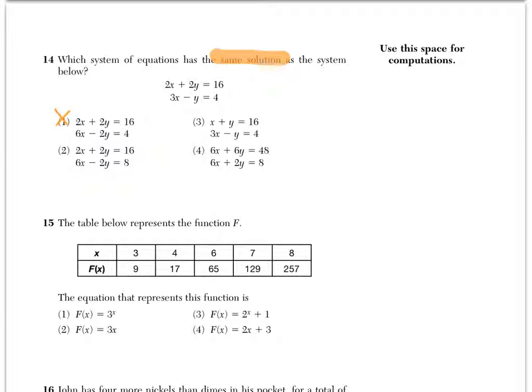Let's look at answer choice 3. We now have x plus y is equal to 16. So it looks like every one of our terms was divided by 2, except for the 16. If this had been an 8 here, those could possibly have been equivalent. So we're going to eliminate number 3.